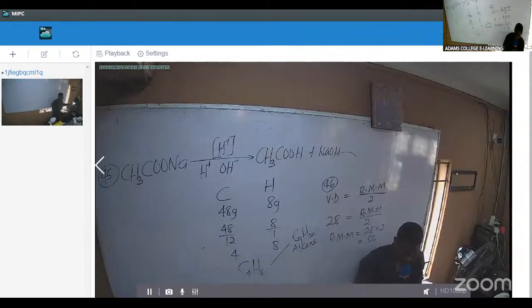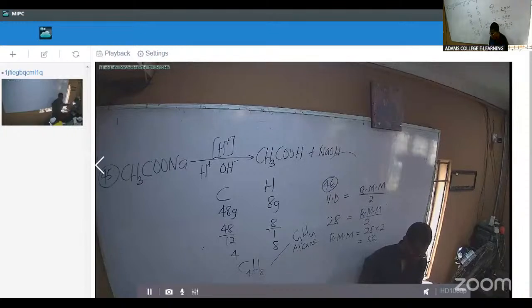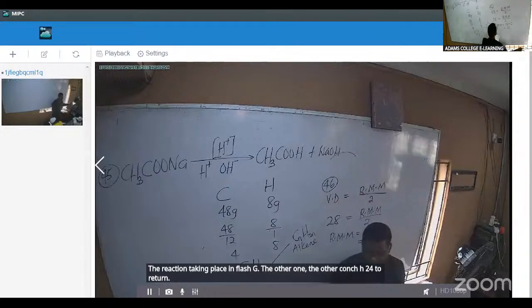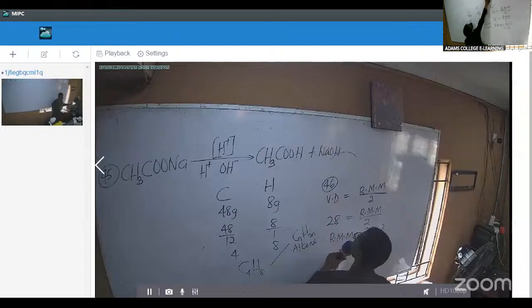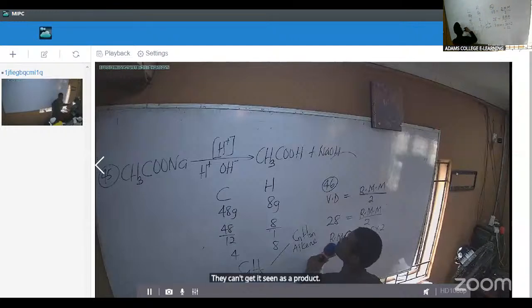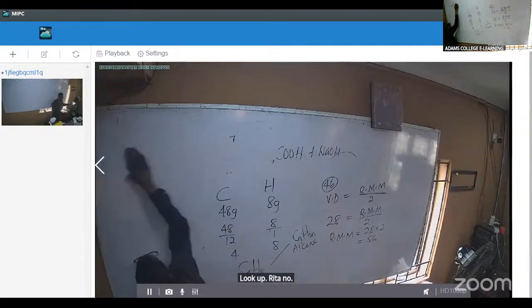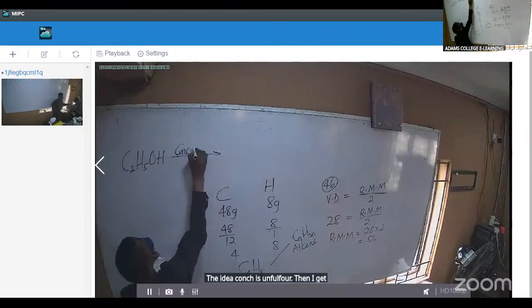Listen to what I'm saying now. 48. The reaction taking place in flask G: they added concentrated H2SO4 to ethanol, and they get ethene as a product. Look up. Ethanol. They added concentrated H2SO4. They get ethene.